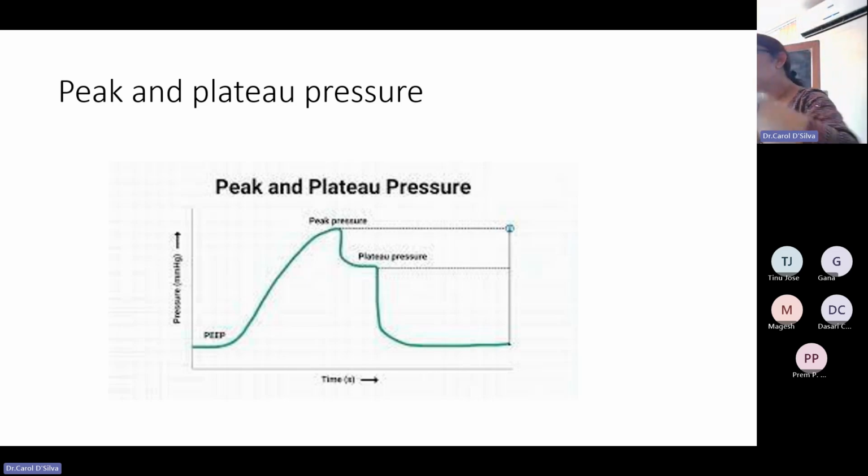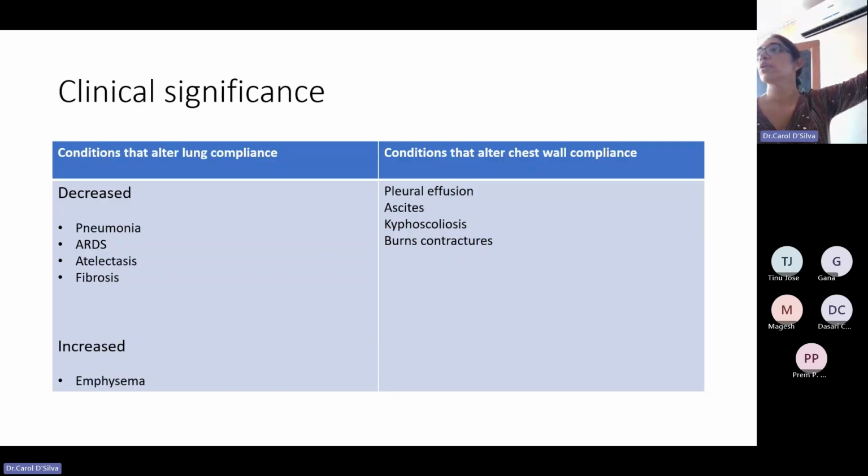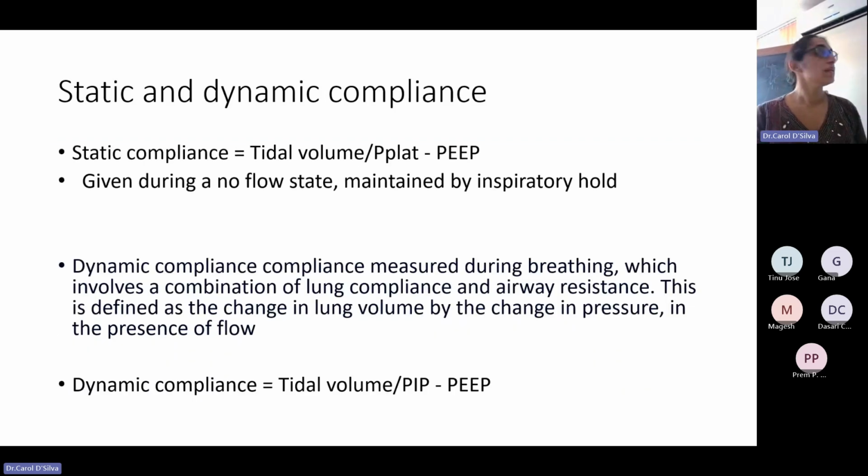So if the plateau pressure is also increased along with the peak pressure, that will tell you that there is something going wrong. It's either this or it's this, and that's what you have to figure out from doing all your tests, ultrasounds, X-rays, and so on and so forth. So this is why this concept of static compliance is important.